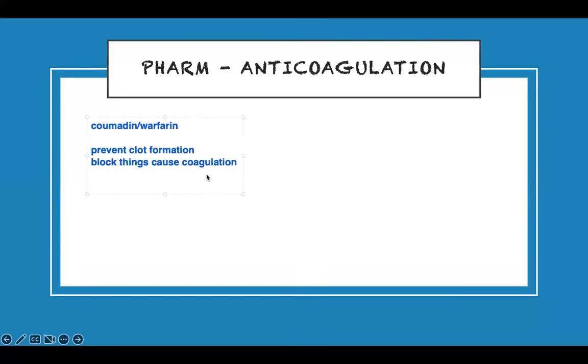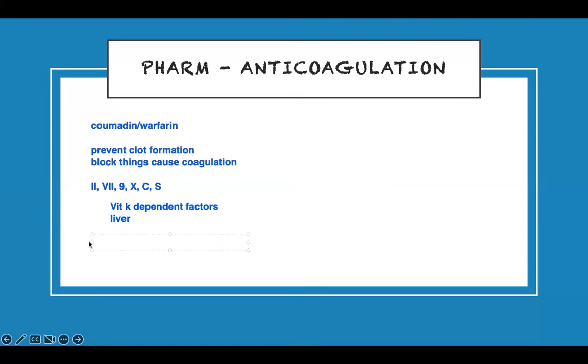Coumadin says I'm attacking factor 2, factor 7, factor 9, and factor 10, and protein C and S. So that's how it does this. It blocks all these guys, and they don't do their function. These are what we call vitamin K dependent factors, and they are made in the liver. So when you take Coumadin, this is what happens. It basically affects this, and then your blood does not clot.